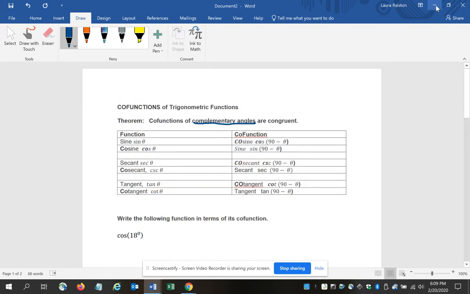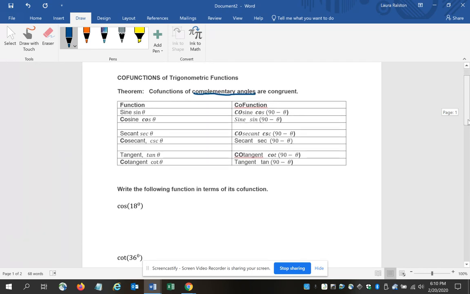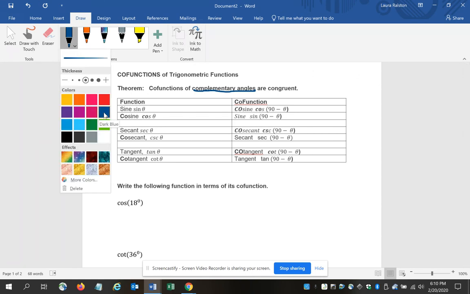There are really three pairs of cofunctions. Again, you have a function, and then it has a co. So you have sine paired with cosine, secant paired with cosecant, and tangent paired with cotangent. I feel like you may be trying to overthink identifying the cofunction, so let's take a look at a couple of quick examples.